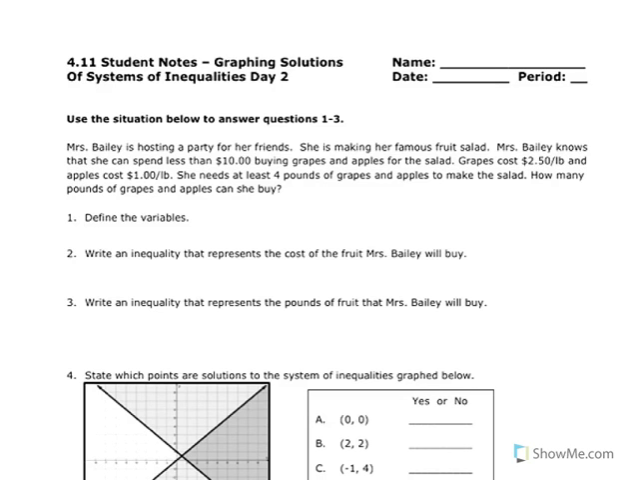These are notes for Algebra 1, 4.11, Graphing Solutions of Systems of Inequalities. This is day 2. So we're going to use the situation below to answer questions 1 through 3.